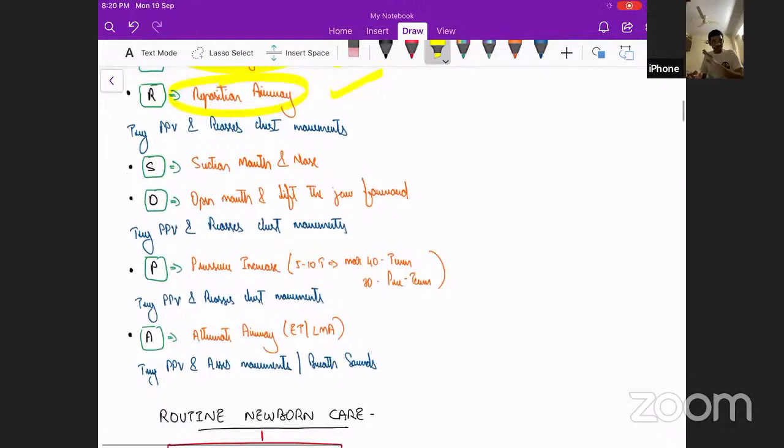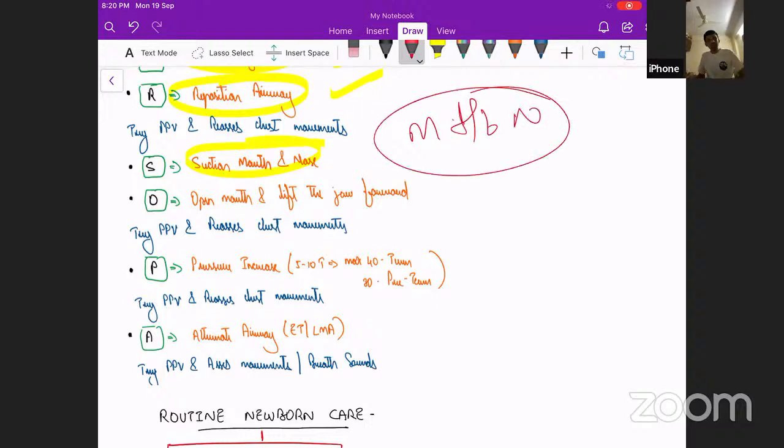Next, what do we do? If there is still no adequate chest raise, then again, open the mouth, suction mouth followed by nose. Always suctioning is mouth followed by nose so that the baby doesn't aspirate. Okay, fine. Next, we open the mouth, lift the jaw forward.